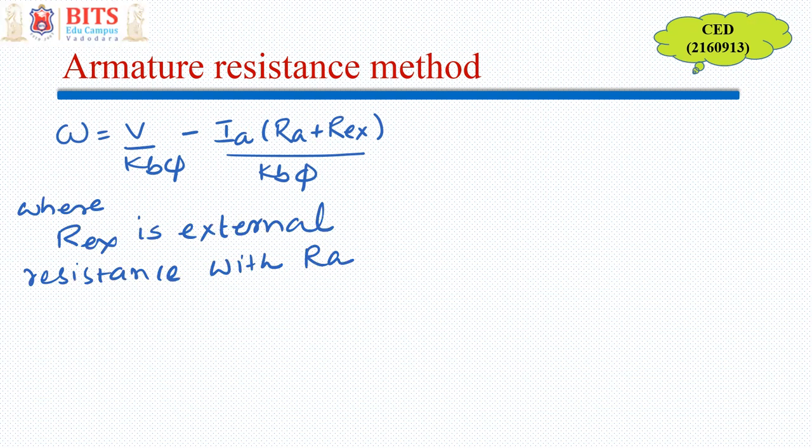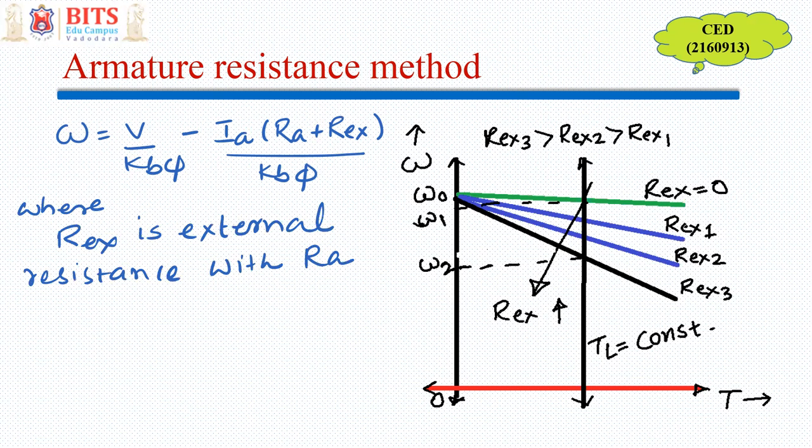the armature circuit. When you do that, see, the green one is the original characteristics with no external resistance. Now, if I add some resistance with Rex1 value, the characteristics goes down. But you can see that the no load part, which is nothing but the intercept part, V divided by KBphi, is constant. So here the characteristics just the slope increases and the no load speed remains the same. As I go on increasing the external resistance Rex1 to Rex2, Rex2 to Rex3, the slope of the curve goes on reducing.